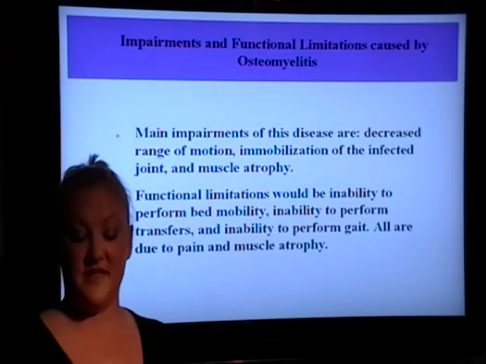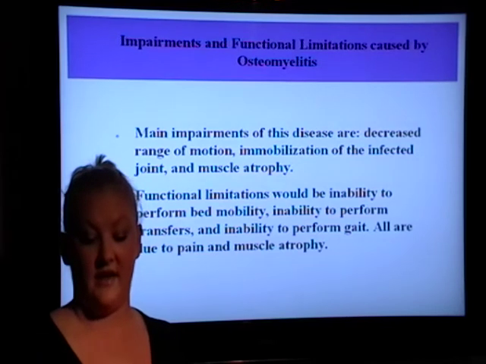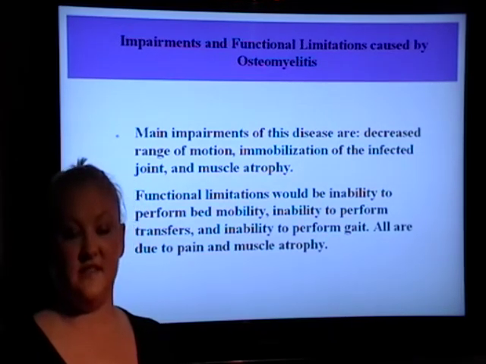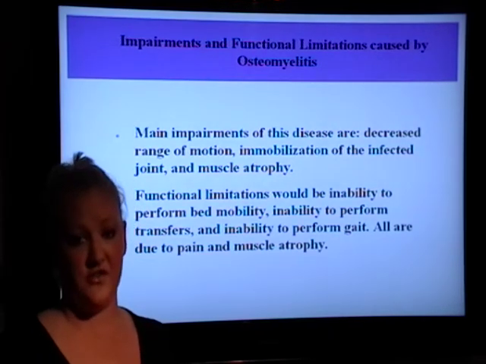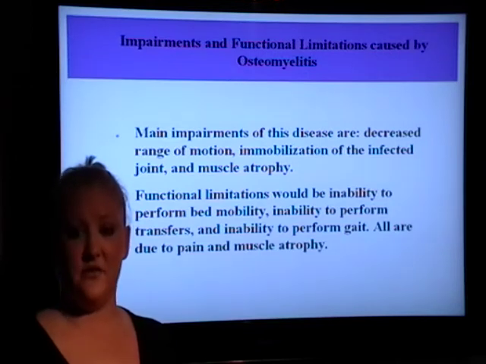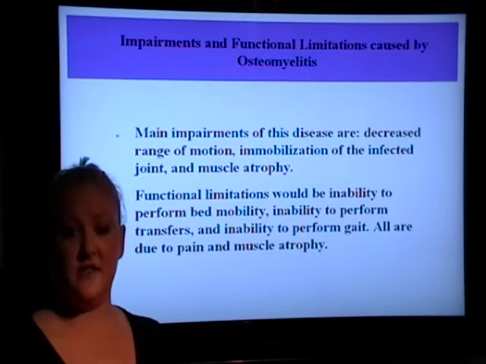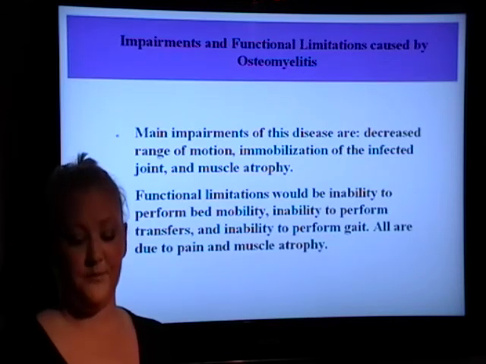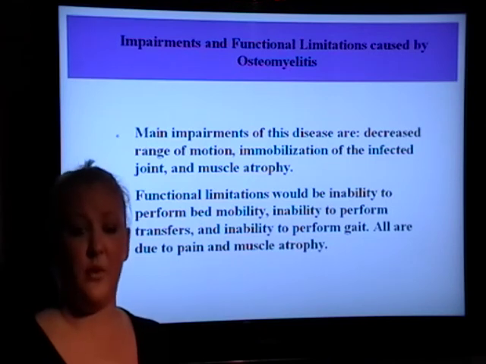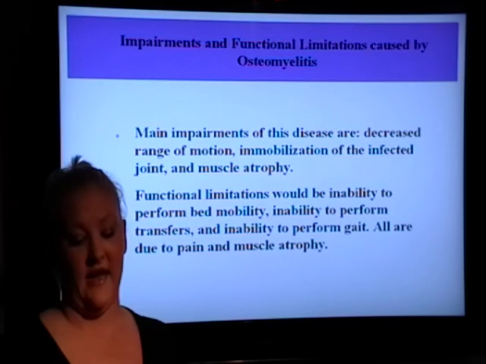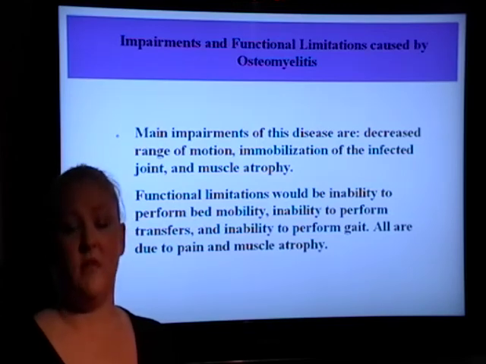Impairments and functional limitations caused by osteomyelitis. The main impairments of this disease are, of course, bone fractures. This could lead to a decrease in range of motion and also lead to immobilization of the infected joint and muscle atrophy. Functional limitations would be the inability to perform bed mobility, inability to perform transfers, and inability to perform gait. All are due to pain and muscle atrophy.